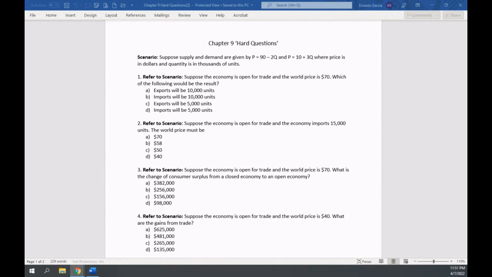Okay, in this video we're going to solve number 4 from chapter 9, hard questions. The scenario reads: suppose supply and demand are given by price equals 90 minus 2 times quantity, and price equals 10 plus 3 times quantity, where price is in dollars and quantity is in thousands of units. Suppose the economy is open for trade and the world price is $40. What are the gains from trade?